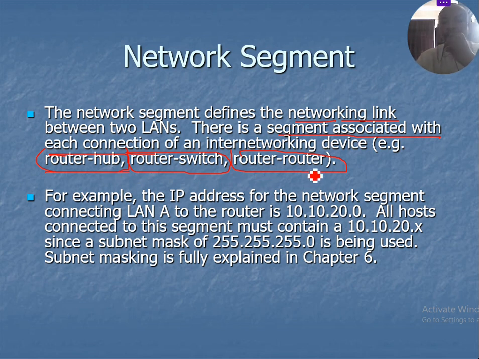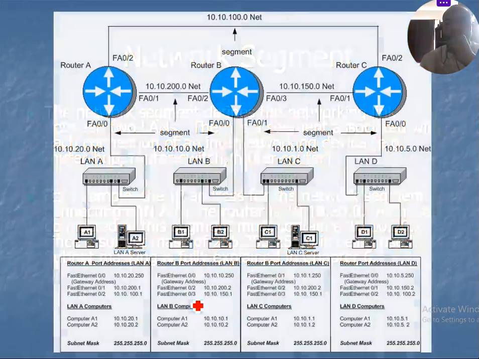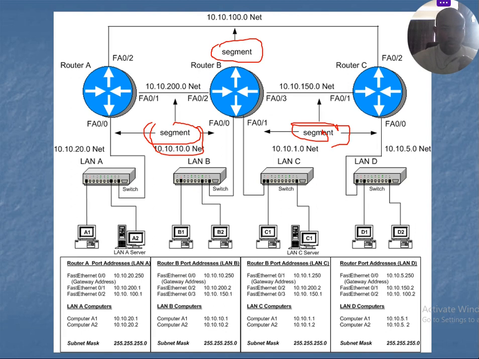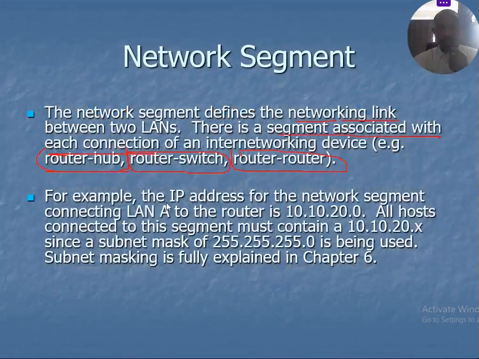Now, the IP address of the network segment connecting LAN A to the router is 10.10.20.0. Now let's take a look at that. LAN A to the router, 10.10.20.0. This is the IP address. Connecting this network, with a switch you already created a network, connecting this local area network A to the router, the IP address is 10.10.20.0. So when we are connecting LAN A to the router, we get 10.10.20.0 for this particular network.